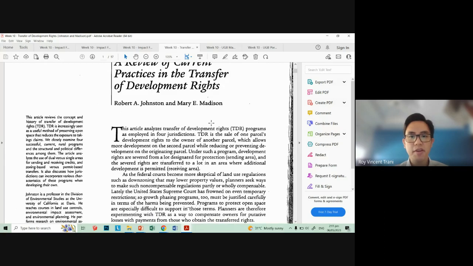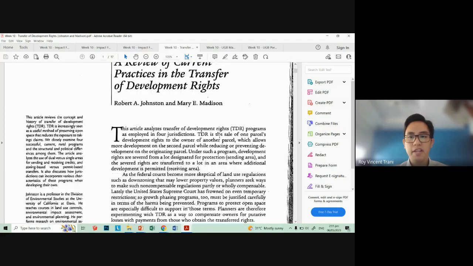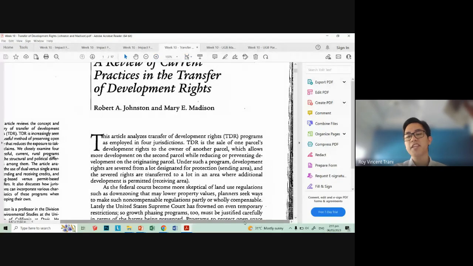So in this, our reference from Johnston and Madison, a TDR, or transfer development rights, is the sale of one parcel's development rights to the owner of another parcel. So the idea is that on the prohibited land, you could build a certain height, a certain volume of building, but since you want to preserve that, you sell those rights to an area that already has a built environment. Basically, just densifying an already built up area and preserving a nature reserve or something like that.